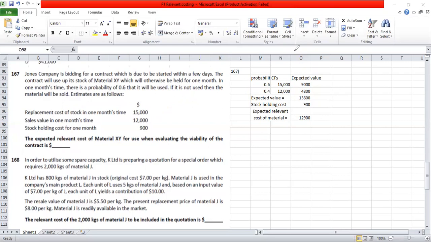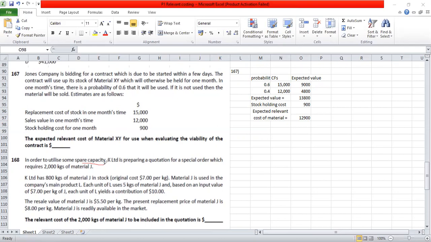The next one, question number 168. In order to utilize some spare capacity, XK Limited is preparing a quotation for a special order which requires 2000 kgs of material J. XK Limited has 800 kgs of material J in stock. Original cost is 7 per kg.